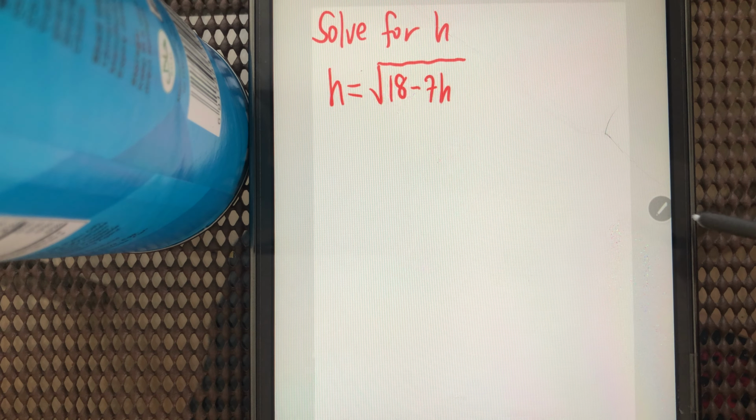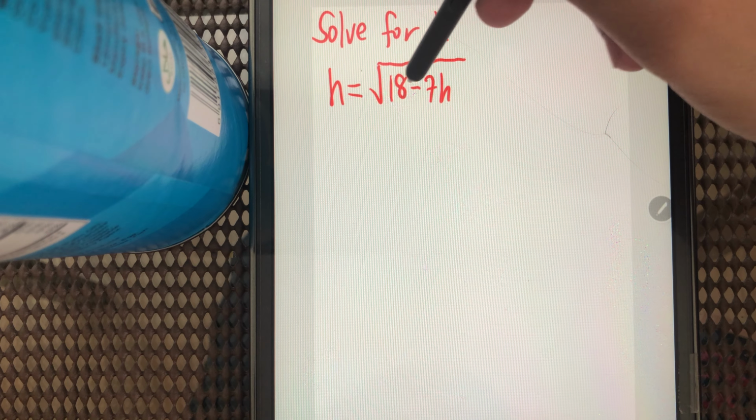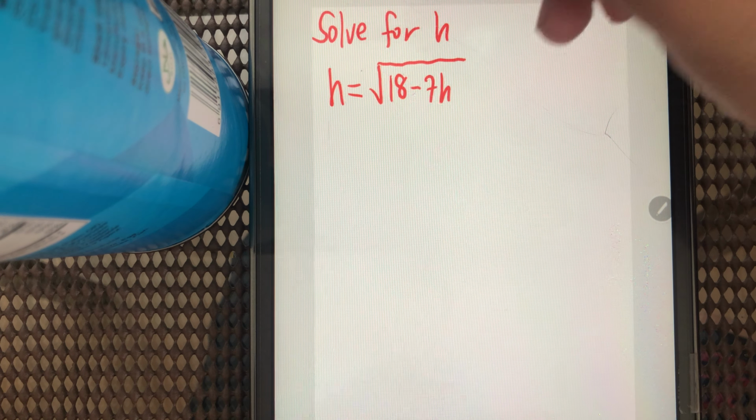We are given an equation. h is equal to the square root of 18 minus 7h. And we have to find the value of h.